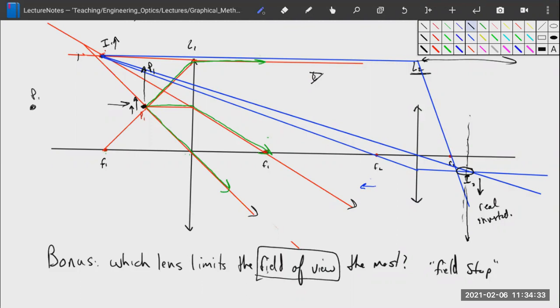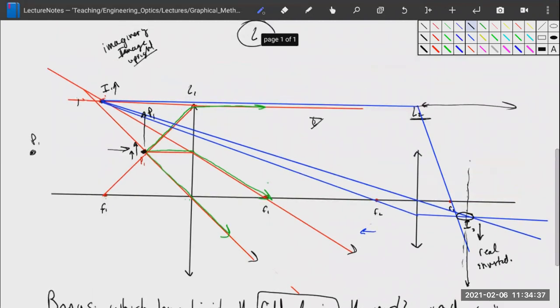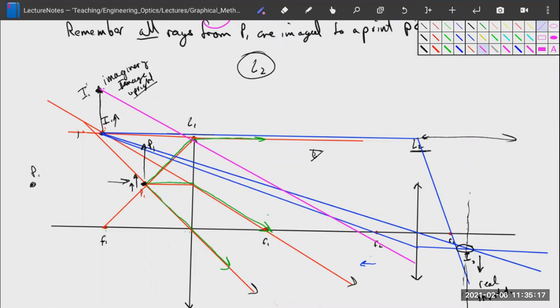We know that as we move P1 up, I1 will go up. And as we move I1 up, we can see that at some point, this top ray, let's put I1 here, for example. Let's make this I1 prime. If we draw a ray from I1 prime, let's make it purple because we're being hypothetical here, through the top of this lens, we can see that it barely gets caught by the second lens. And in fact, any other ray that we draw will not get caught by the second lens.